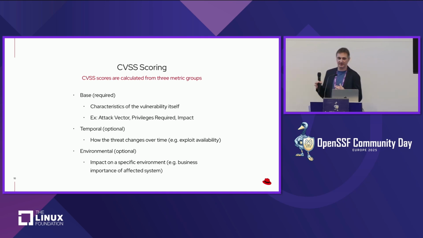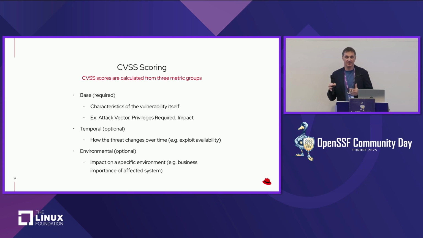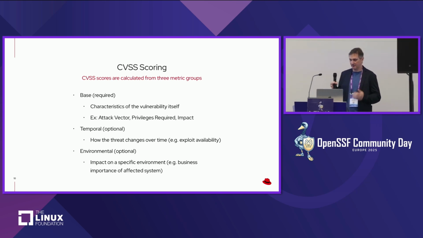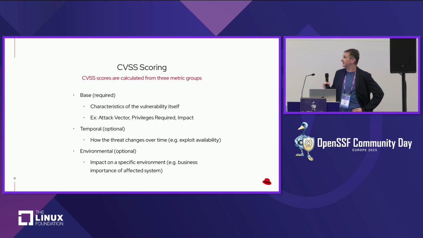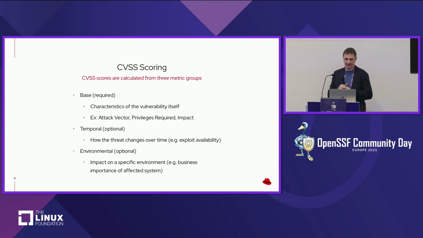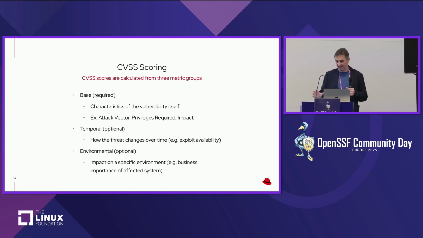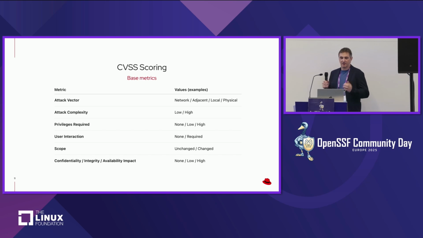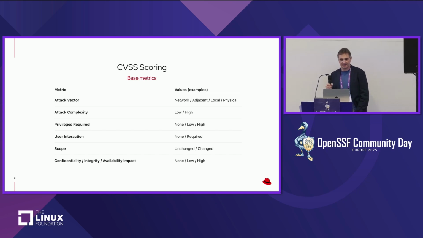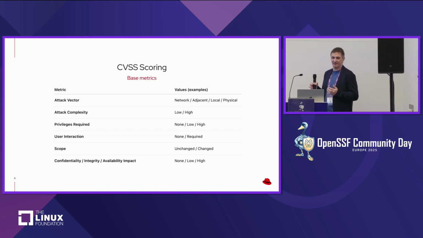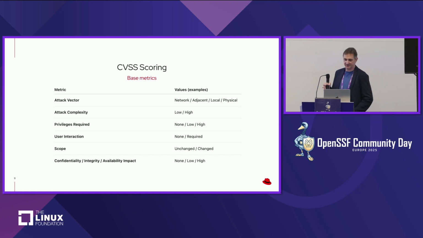And temporal meaning that this score can change over time, depending on how the threat changes over time, but also can be different in different kinds of environments. So these two things can affect the final scoring. But the base scoring, it all basically comes back to common sense. So how severe is this vulnerability? So it depends on multiple factors.